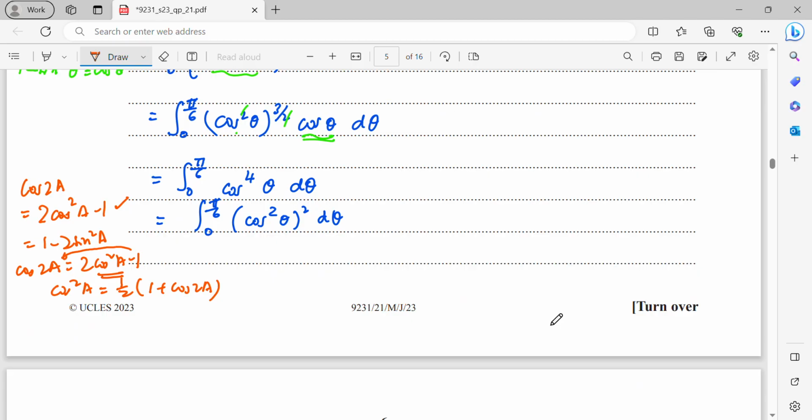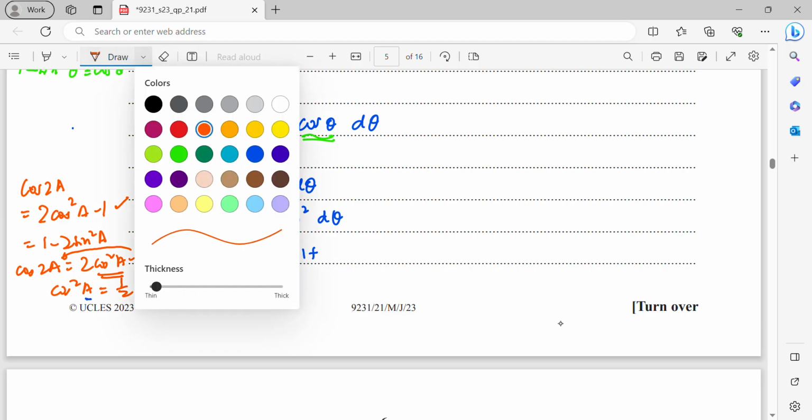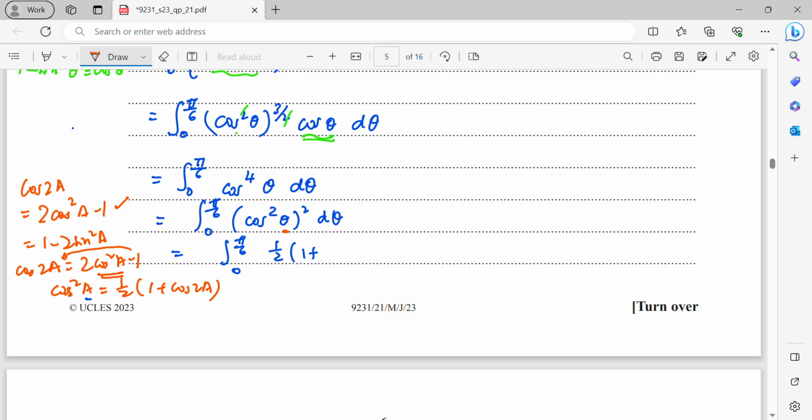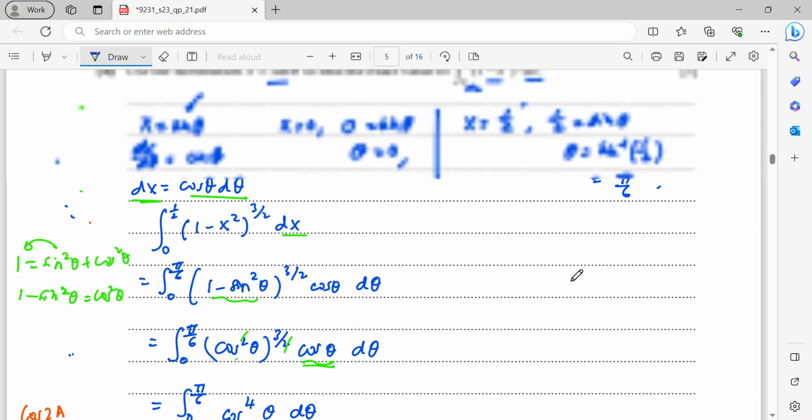Okay, so which means I will get my integral from 0 to pi over 6 of half of 1 plus, now cos squared a, this is a, and in the question it is theta, which means a equals to theta here. Right, I will get cos 2 theta. So this whole term will be my cos squared theta, then another squared outside. Okay, so now I will continue my integration over here.